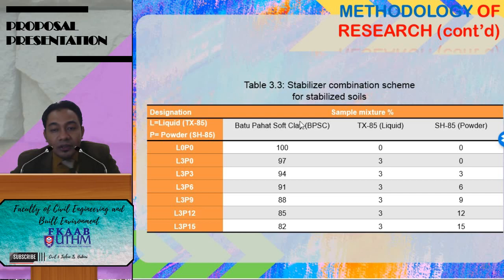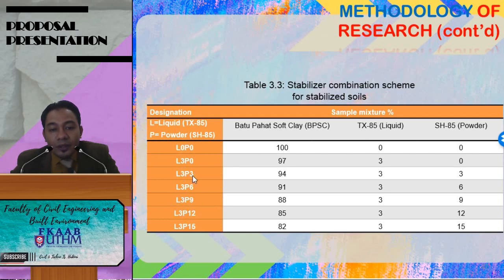Okay, these are the designations. L equals liquid, P equals powder. So L 0%, P 0% means untreated. That means 100% of the butterfly soft clay, 0% liquid stabilizer, 0% powder stabilizer. And then 3% liquid, 0% powder: so the butterfly soft clay is going to be 97%, and then TX-85 3%, and then the powder stabilizer going to be 0%. So until L3, P15. For the liquid we constantly use 3%, and for the powder, start from 3 until 15%.